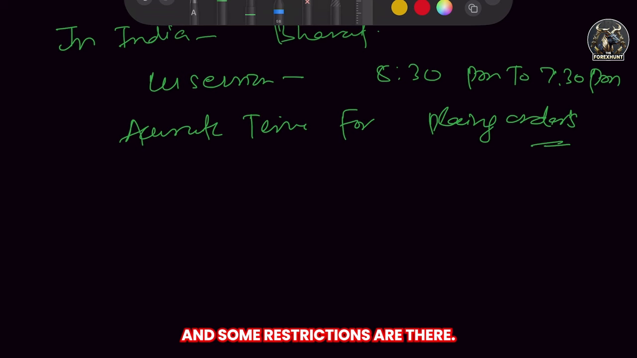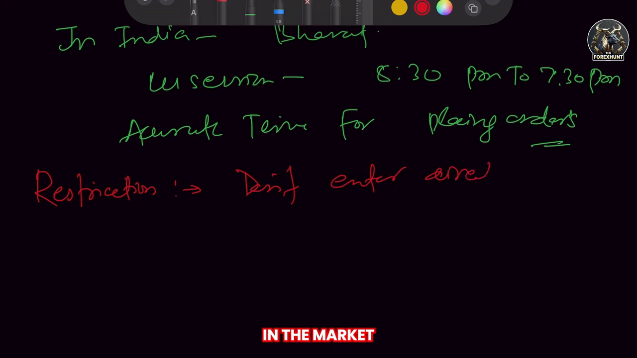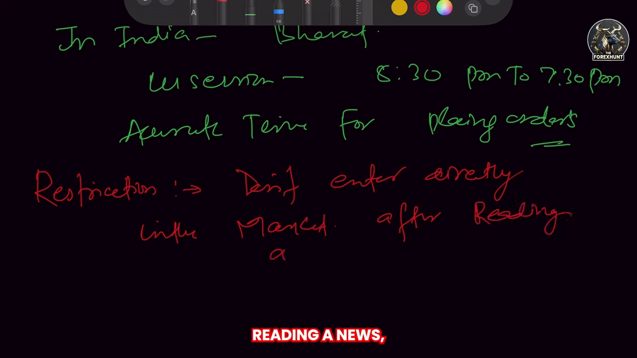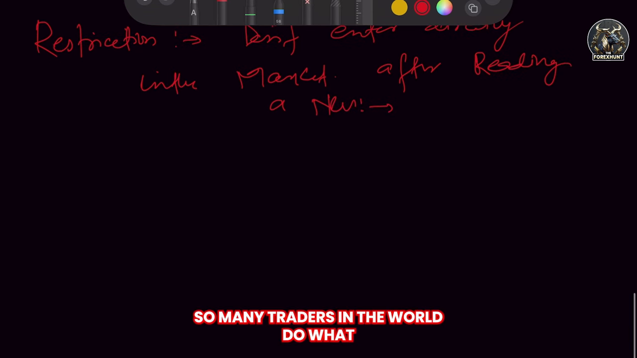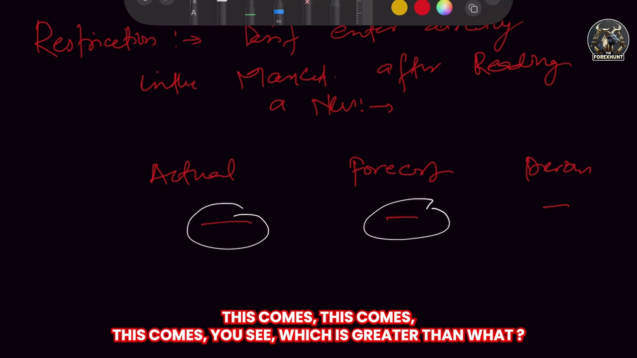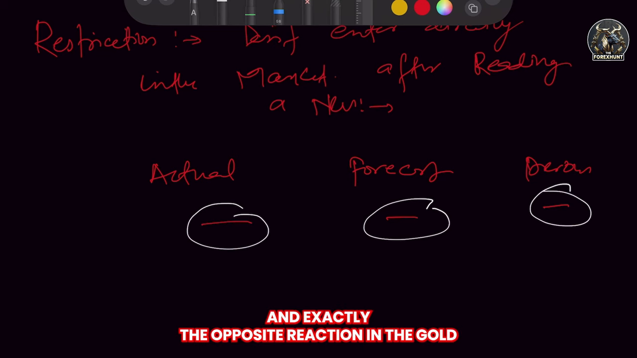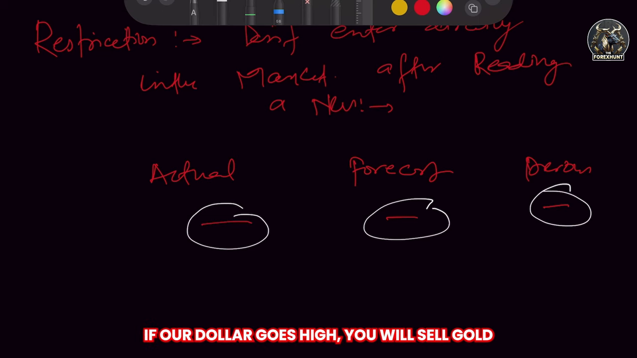Okay? And some restrictions are there. Don't enter directly in the market after reading a news. So many traders in the world see the actual, forecast, and previous data. You see which is greater than what, which is lesser than what, and what the impact of the news on the dollar is, and exactly the opposite reaction on gold. If the dollar goes high, you will sell gold. If the dollar goes low, you will buy gold. Do you do it directly? No.